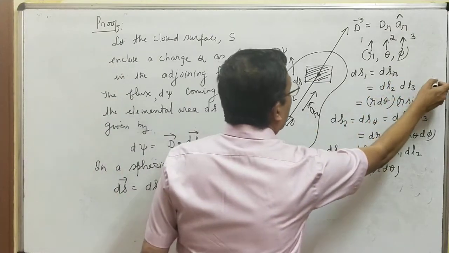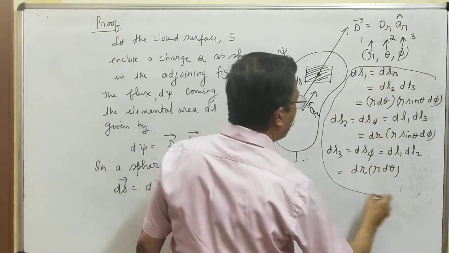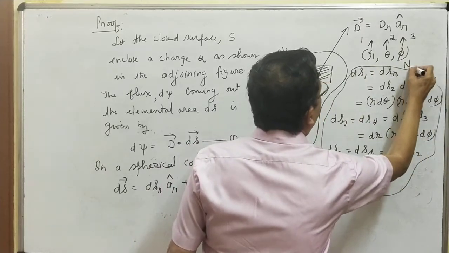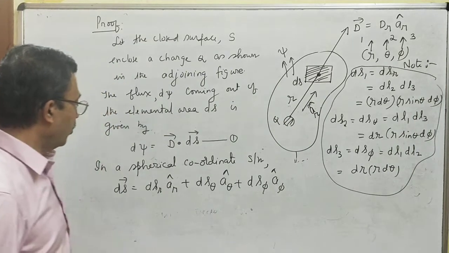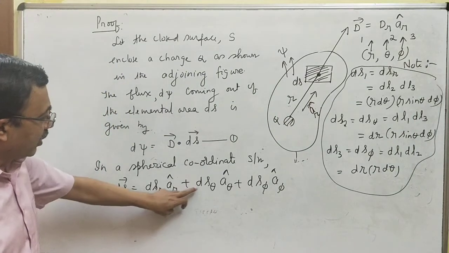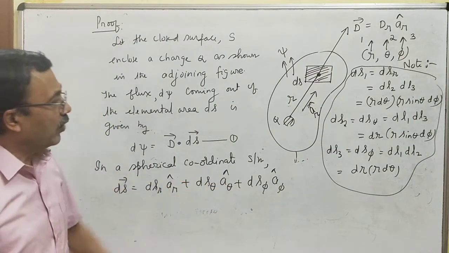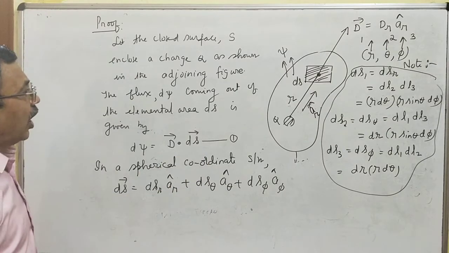This is for your information. This you can write as a note only. This is a note. No need to write this note in the examination. You must know what dSr, dS theta and dS phi are, what their expressions are.